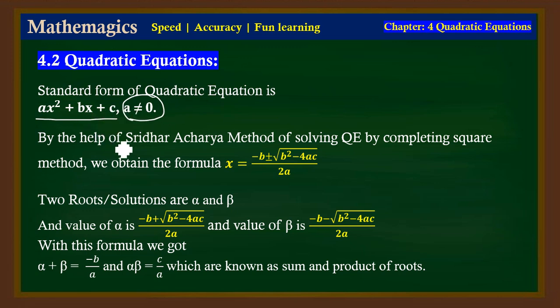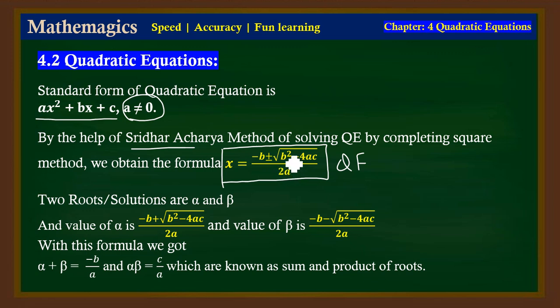So with the help of Sridhara Acharya, who is an Indian mathematician, we can solve the quadratic equation by the completing square method, and finally we got the final formula that is called the quadratic formula. The formula is x is equal to minus b plus minus under root of b square minus 4ac divided by 2a, where a, b, c are the coefficients of x square, x, and the constant term.